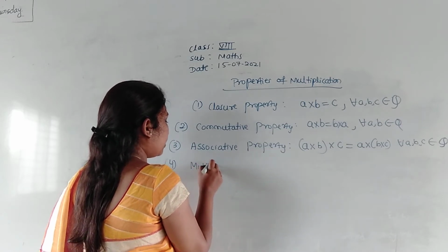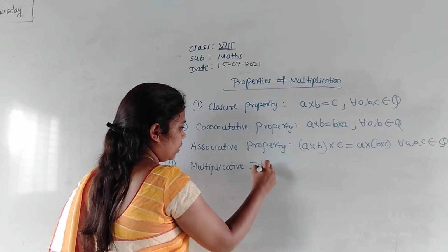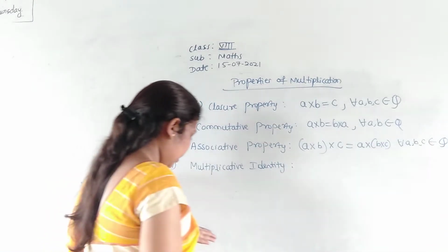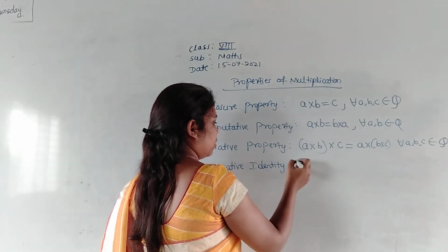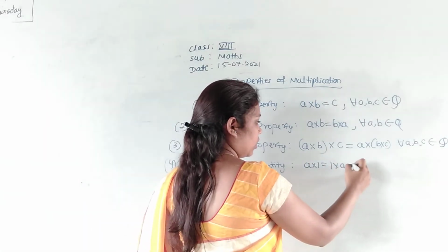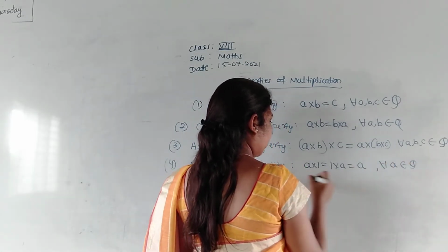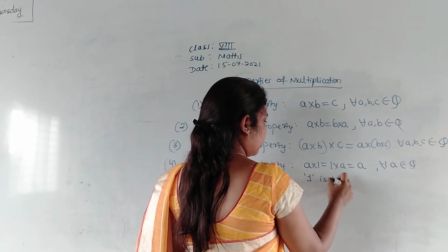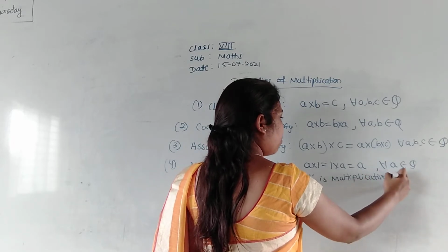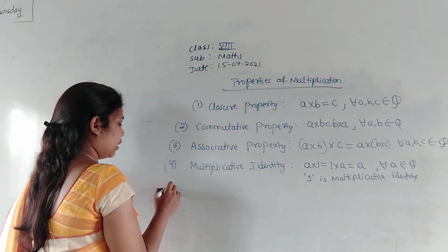So next will be the multiplicative identity. Multiplicative identity: A into 1 and 1 into A is equal to A, for all A belonging to rational numbers, and 1 is the multiplicative identity. Just note down, I will explain everything again.